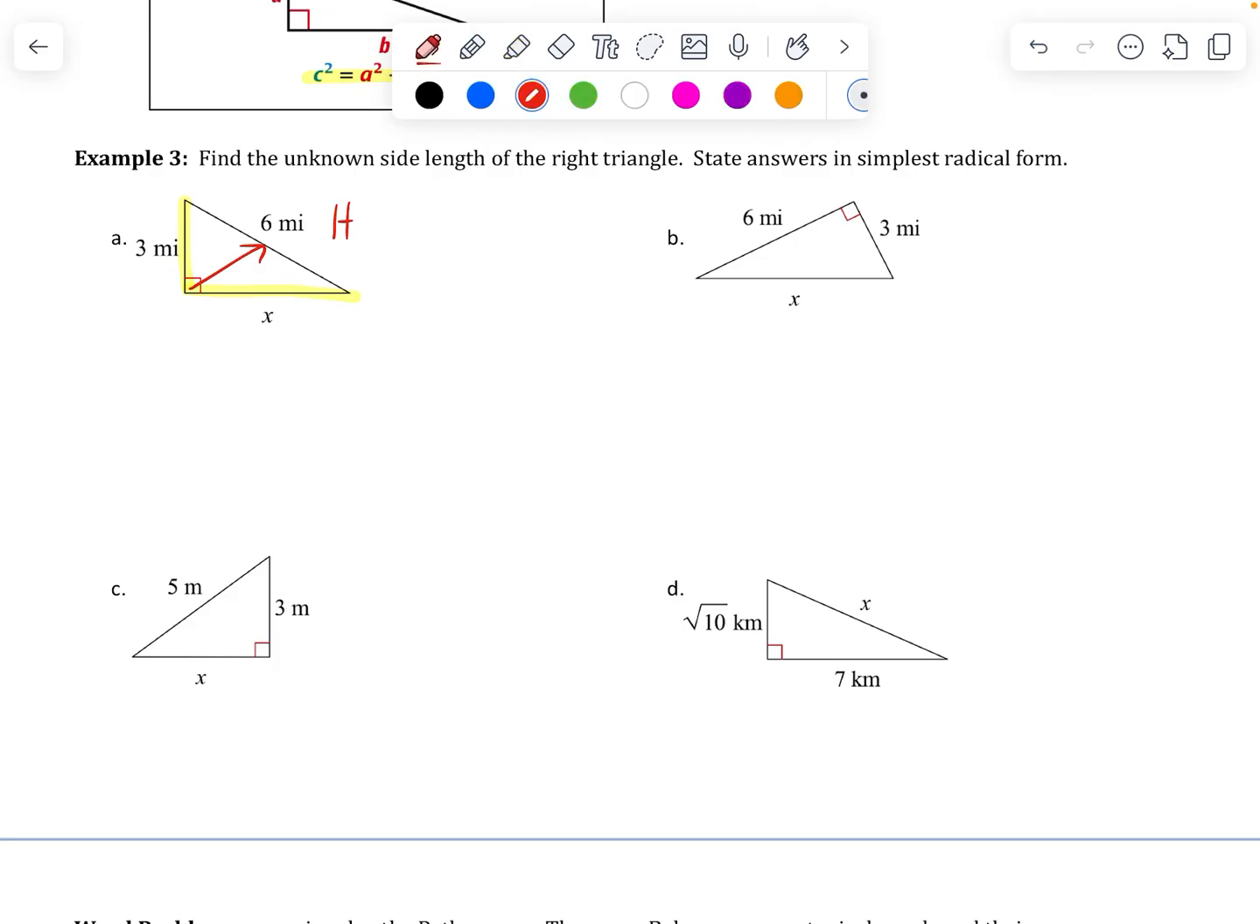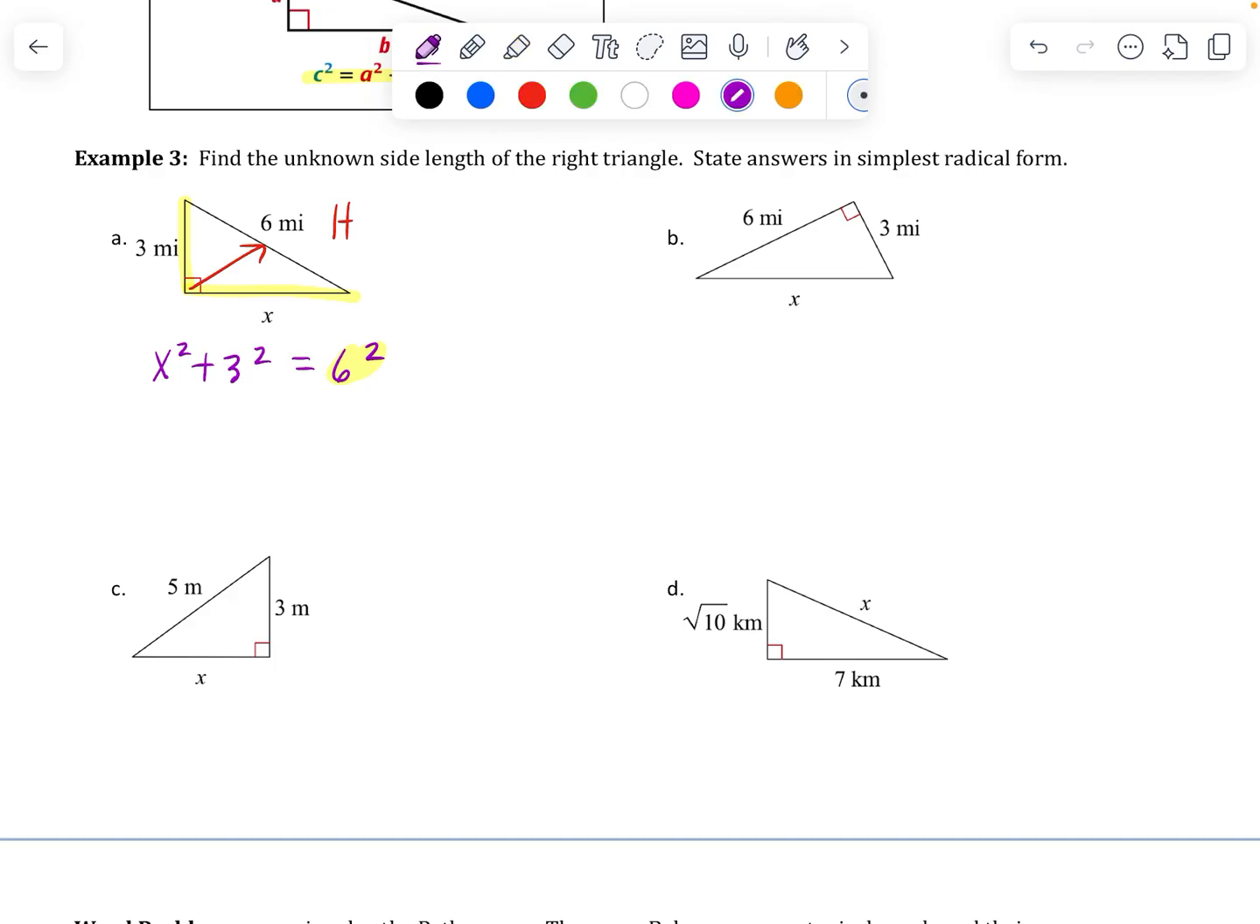If I set up the Pythagorean theorem correctly, in example 1a, I would be taking x squared plus 3 squared, and I would be setting that equal to 6 squared. I would be squaring my two legs, adding them together, and setting that equal to the hypotenuse squared. Again, very important that the legs get added up, but the hypotenuse stays alone. So 6 squared should stay alone.